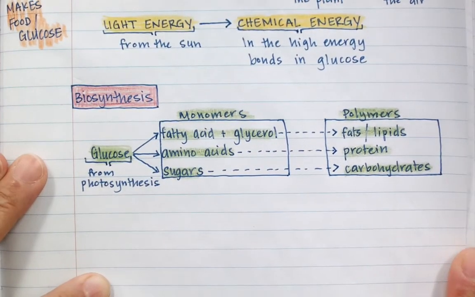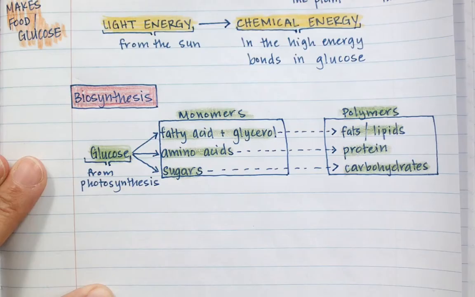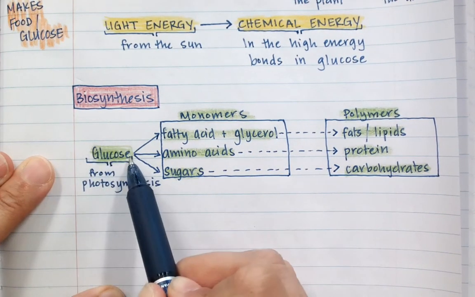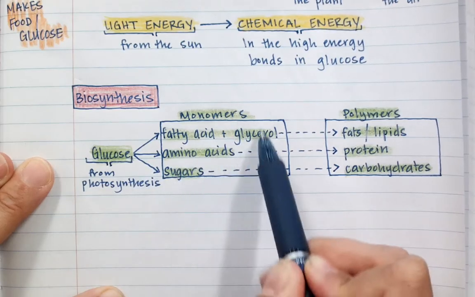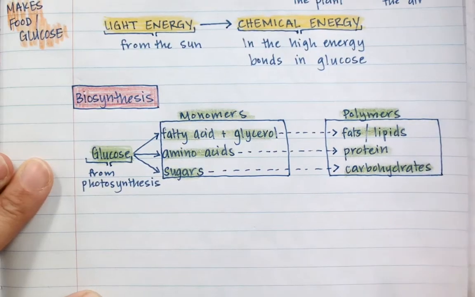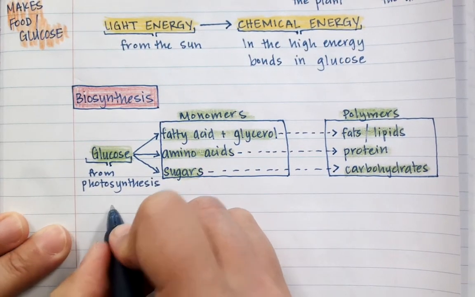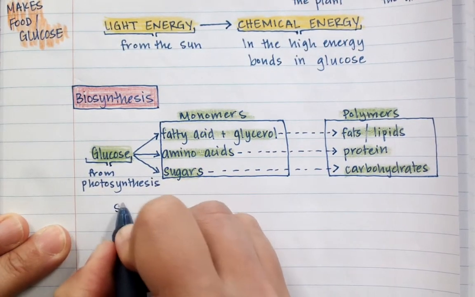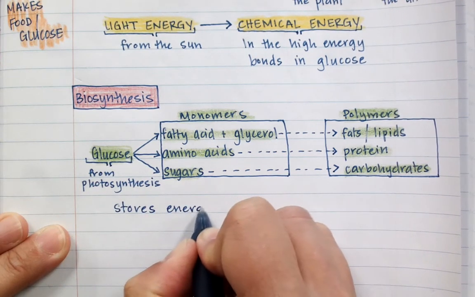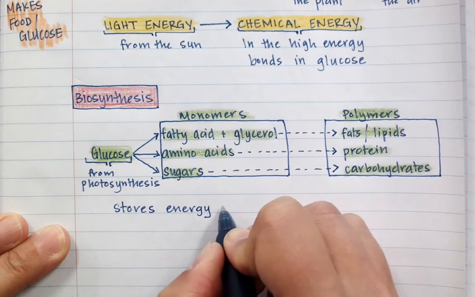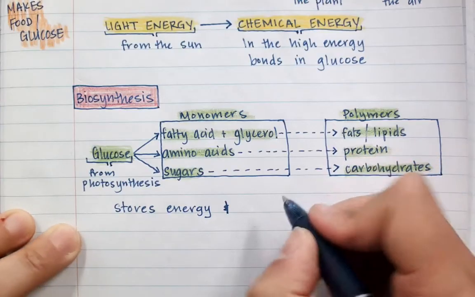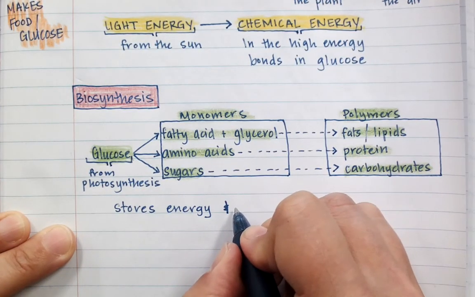If I'm talking about energy, well, what's going to happen with this is I've got chemical energy in glucose. It's still chemical energy in my monomers and chemical energy in my polymers. So this doesn't actually change the energy. It just stores the energy. And when it does that, it makes our biomolecules in order to build cells.